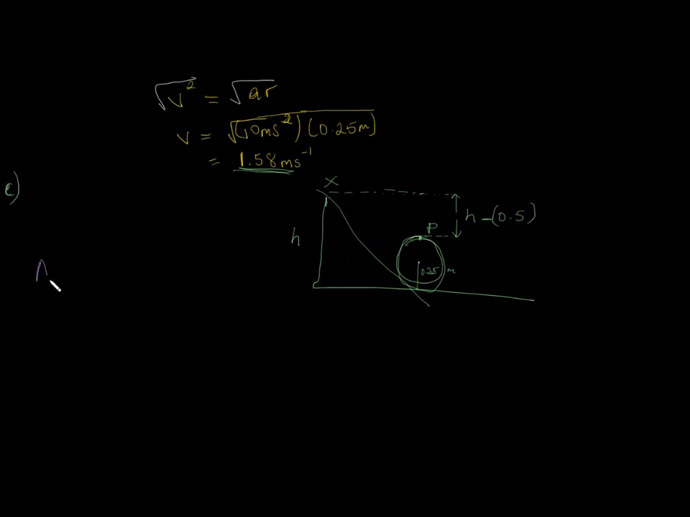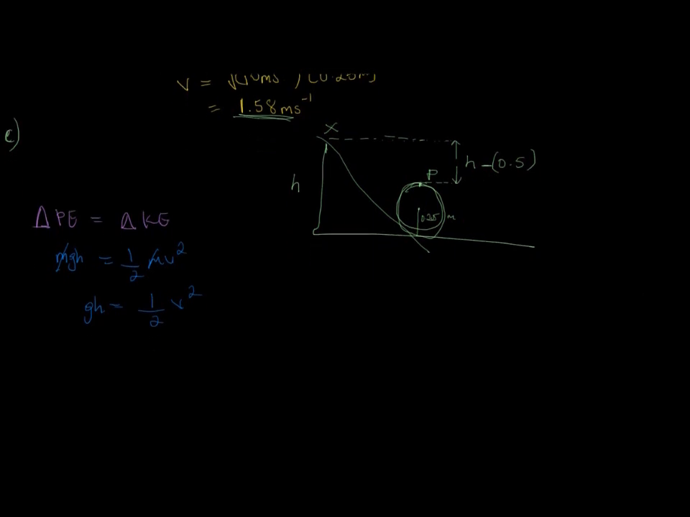So if we agree here, we can write an expression for the conservation of energy. We can say that change in potential energy is equal to the change in kinetic energy. We know that our formula for potential energy is mgh, and for kinetic energy is half mv squared. Because the mass is constant, the masses cancel, leaving us with gh equal to a half v squared. Now, the height here is actually h minus our diameter, which is 0.5. We can start to fill in our values now.